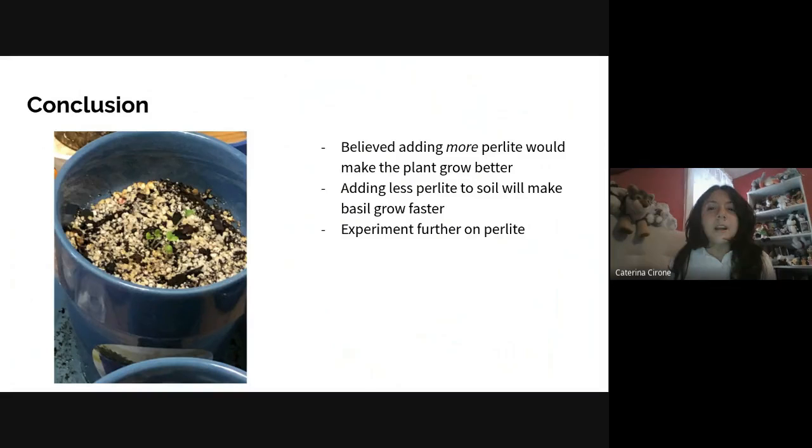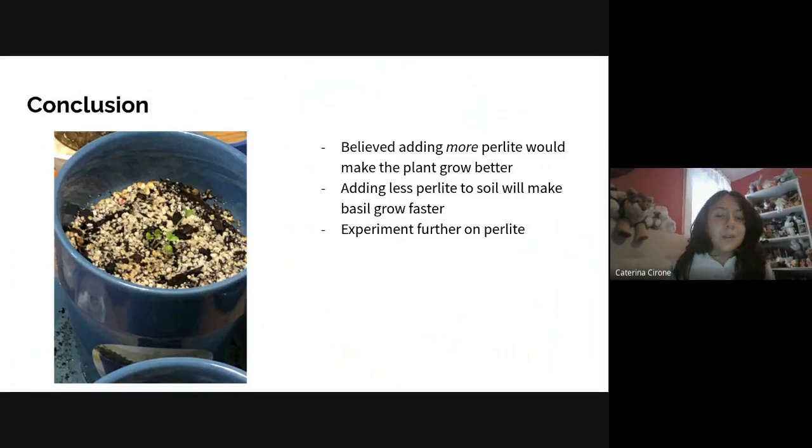So, what can we conclude? Well, when I started this experiment, I believed that adding more perlite would make the plant grow better. However, I was proven wrong, and I can see now that adding less perlite to soil will make basil grow faster. So I plan on experimenting more on this perlite. I don't know if I will be doing a different plant yet, or if I will be experimenting more on doing less perlite than normal. However, this can definitely branch out to other experiments in the future.